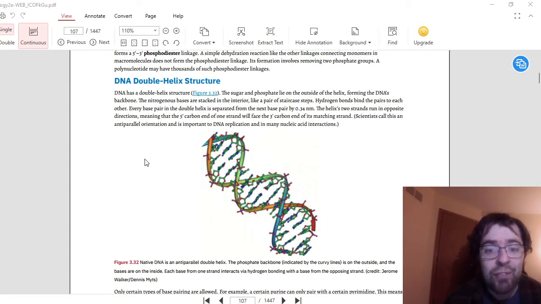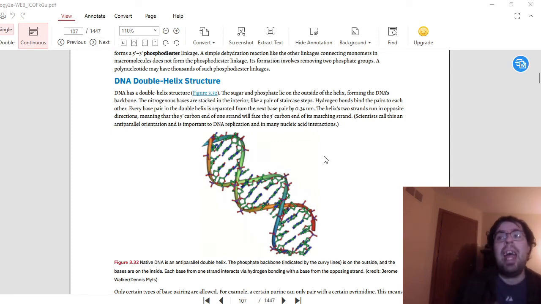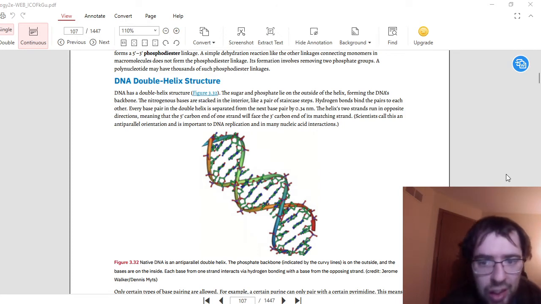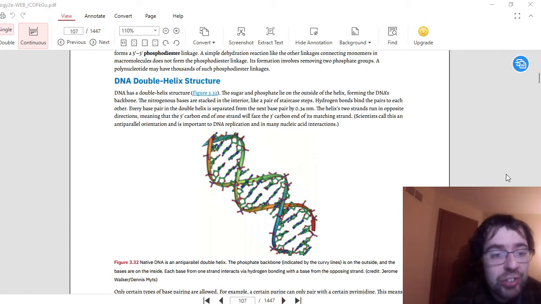The sugar and phosphate lie on the outside of the helix, forming the DNA's backbone. That's what they call it. This thick colored line is the DNA backbone. These remain the same for every DNA strand. Like me and you have different DNA structures and sequences, but our DNA backbone is the same. It has to be the same to function properly. Hydrogen bonds bind the pairs to each other.